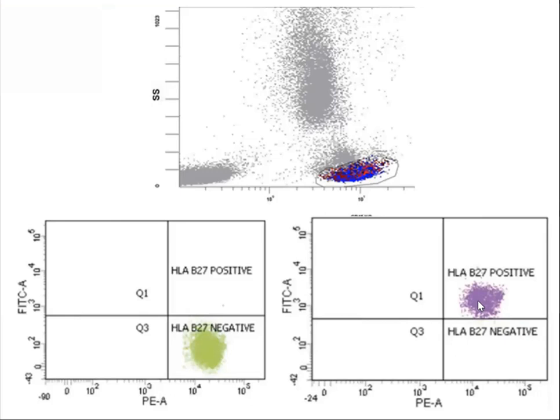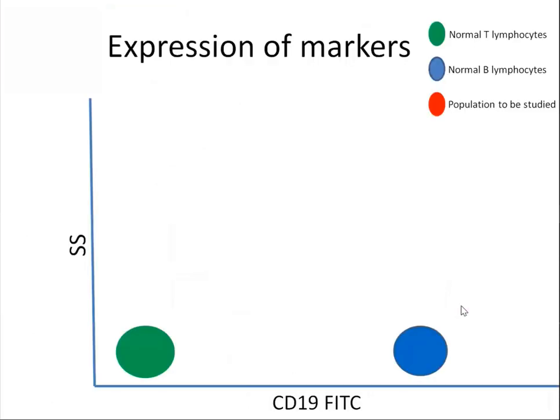But apart from HLA-B27, most of your other qualitative assays like leukemia, lymphoma, immunophenotyping, apart from telling it is positive, you need to tell the percentage of cells which is positive, and also you need to say what is the intensity of positivity for that particular marker. And how do you do this? I'll tell you. Till now, any doubts?